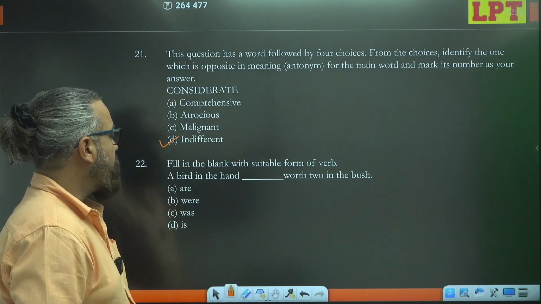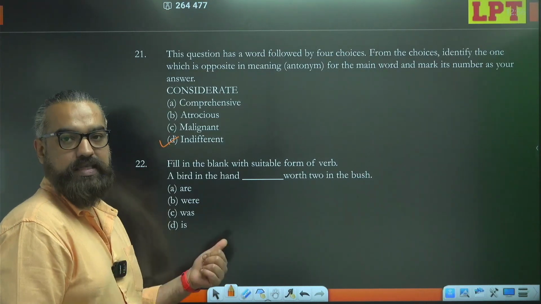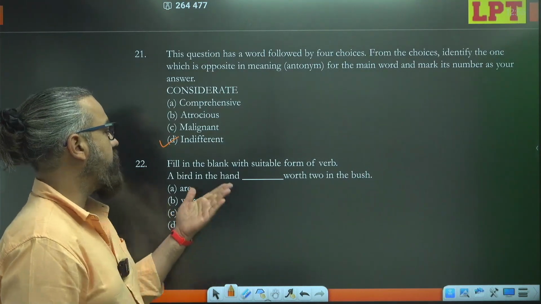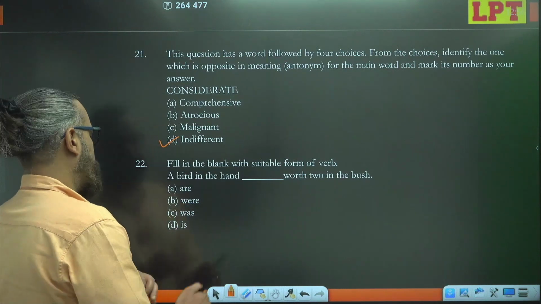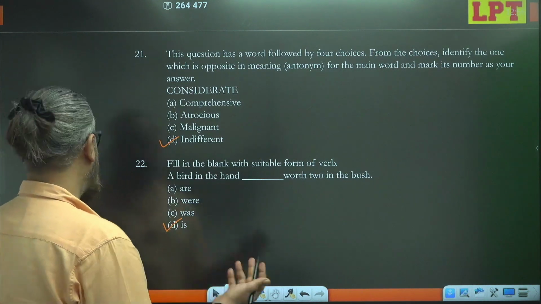Next question. Fill in the blank with a suitable form of the verb. Easy सवाल है. This is actually saying a bird in the hand is worth 2 in the bush. No confusion. A bird in the hand is worth 2 in the bush. We know this. We move on.